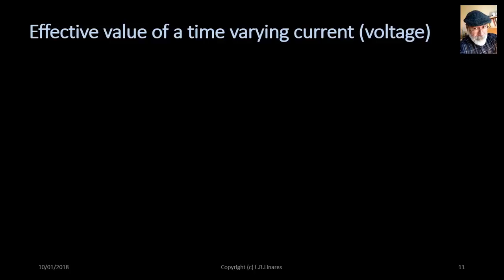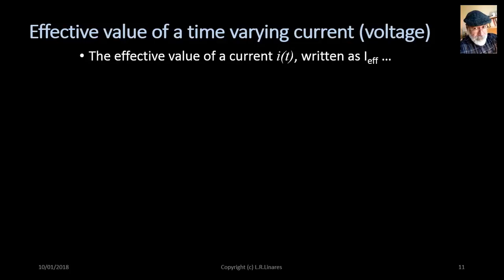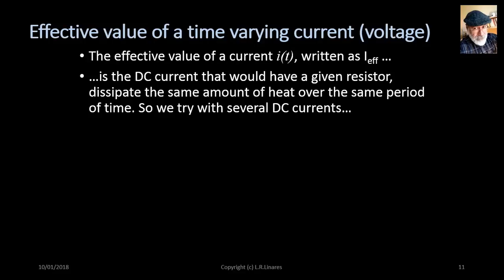Well, let's see. Let's define the effective value of a time-varying current or voltage. The effective value of the current i of t, written I sub EFF, is a DC current that heats up the same resistor by the same amount in the same time.